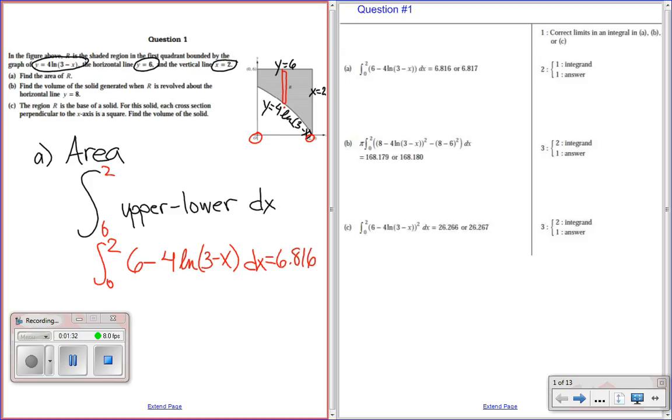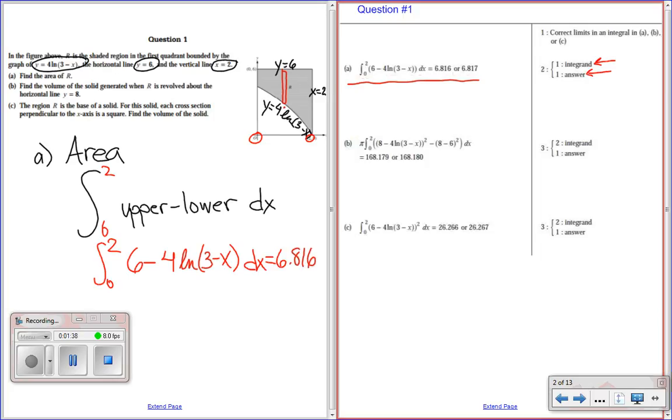So if you look here at the rubric, notice you get 1 point for showing your work and 1 point for the correct answer. Now look here. Wow, a bonus. They just give you a bonus of 1 point if you used the correct limits in either A, B, or C. So since we used 0 and 2 correctly, we get another point. So now we have 3 points for a very simple problem that all of you could get. So now let's look at B.